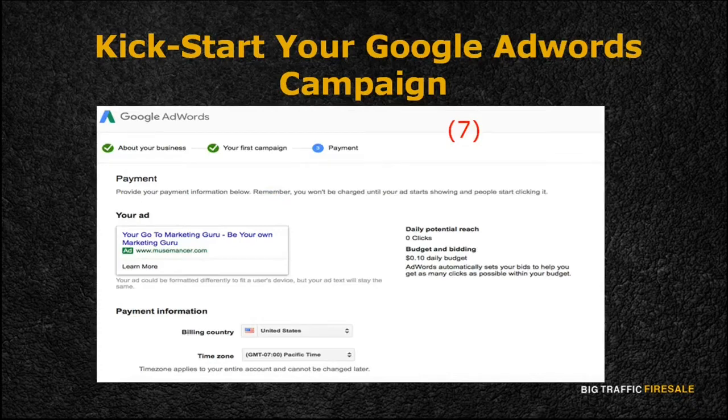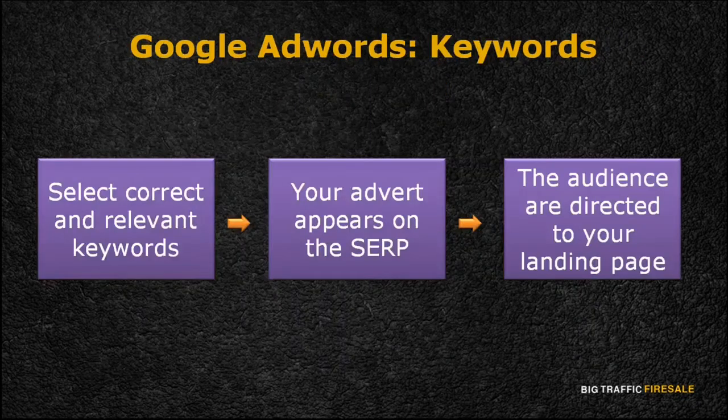Now you're set. When you are already set up, it's time to delve into the building blocks, which is understanding what makes Google AdWords work. Keywords. Selecting the correct and relevant keywords to direct the audience to your landing page is key. As the advertiser, you select a keyword that a searcher might type when they search for their particular interest on the Google search engine. Then you create an advert that will appear on the SERP based on the keywords.